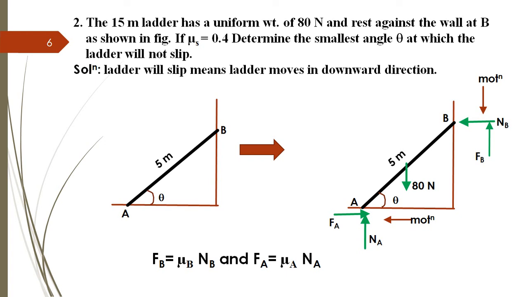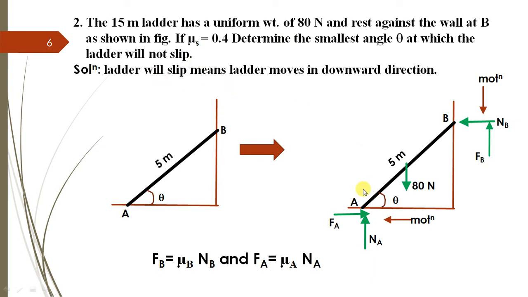The ladder is of 5-meter length, has a uniform weight of 80 Newton and rests against the wall at B as shown in the figure. Mu s is equal to 0.4. Determine the smallest angle theta at which the ladder will not slip.